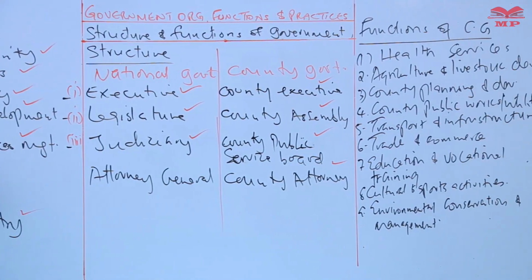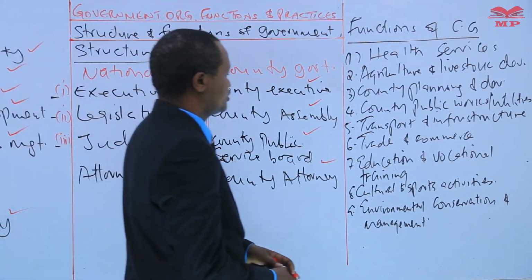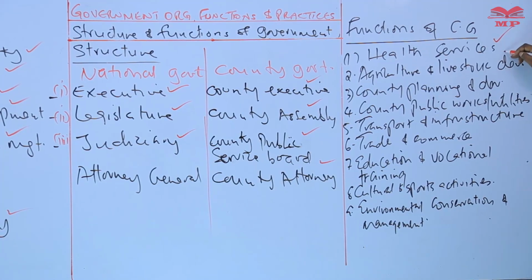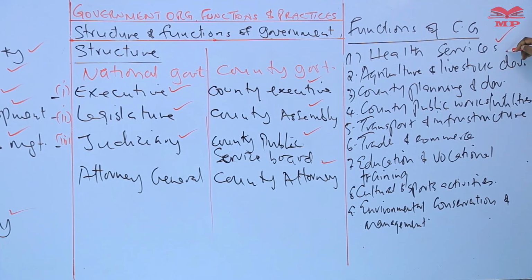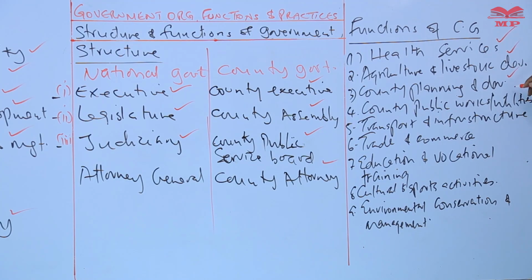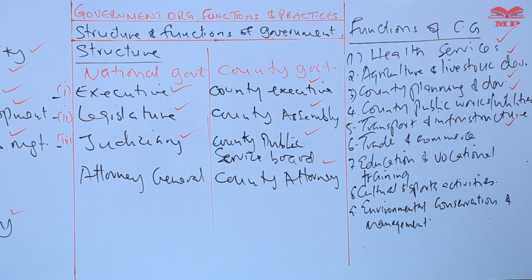The functions of county governments we have highlighted in today's lesson are 9, starting with health services, number 1. Number 2, we have agriculture and livestock development. Number 3, county planning and development. Number 4, county public works and utilities. Number 5, transport and infrastructure. 6, trade and commerce. 7, education and vocational training. Number 8, cultural and sports activities. Then lastly, environmental conservation and management.